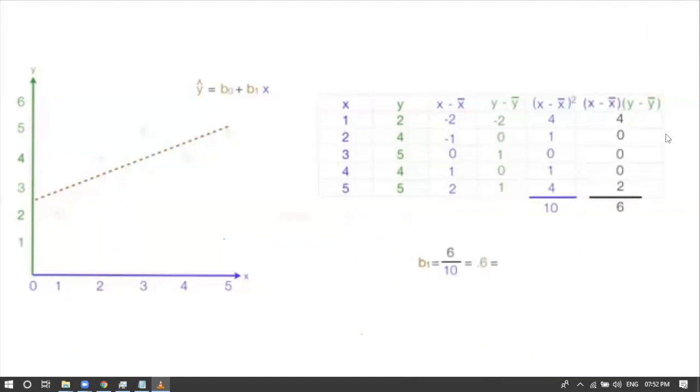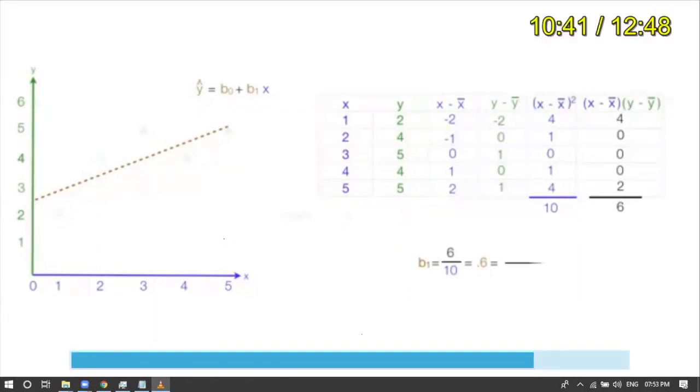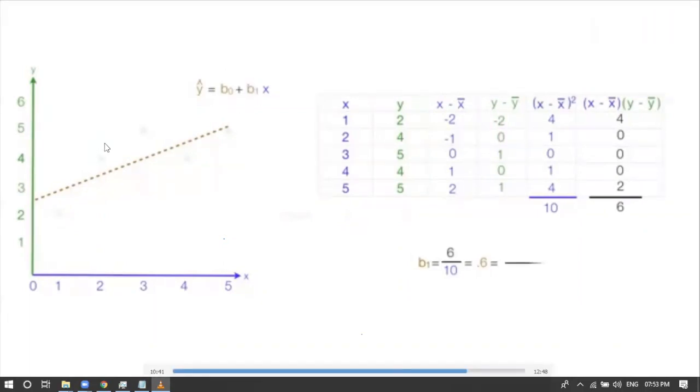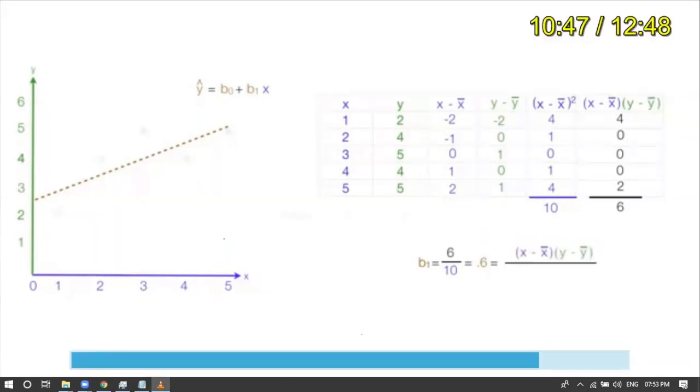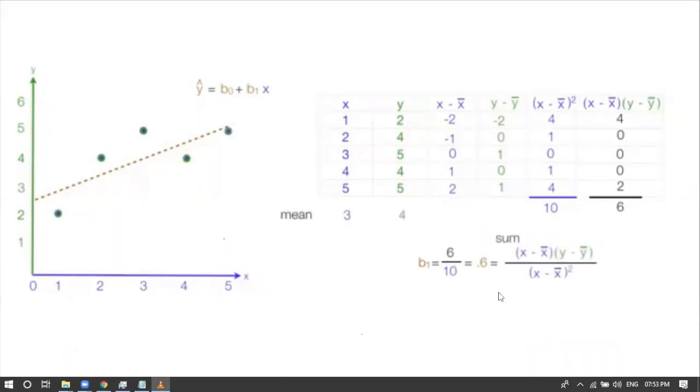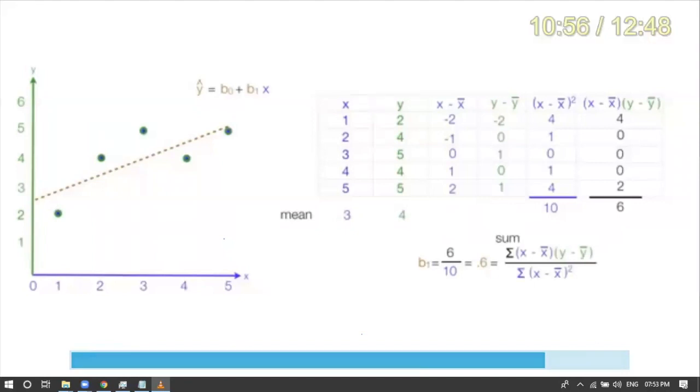Now how exactly do we find b1? The formula of b1, or the slope, is this: if we have different points and we try to find the best fit line slope, which is b1, there's a formula given in mathematics that b1 will be the sum of x minus x naught into y minus y naught divided by the sum of x minus x naught whole square. So that's exactly what we did.